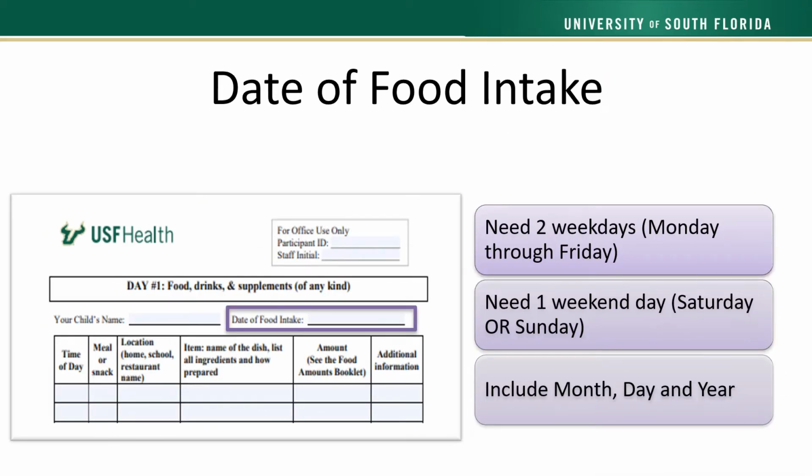Make sure to record the date that the child ate and include the month, day, and year. As a reminder, you need to record 2 weekdays and 1 weekend day. Our project counts weekdays as Monday through Friday and weekend days as Saturday or Sunday. Also, the 3-day food record does not have to be completed 3 days in a row.